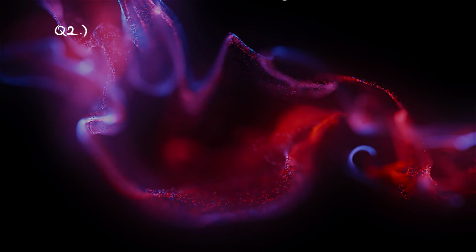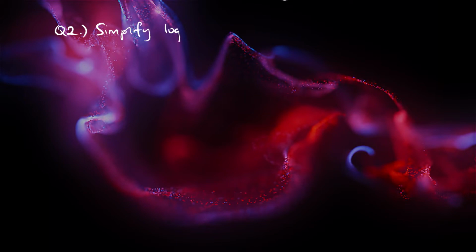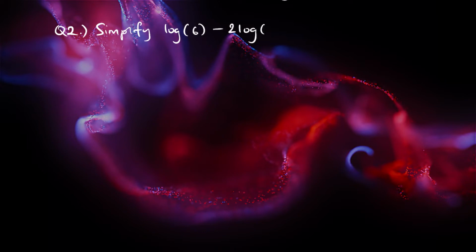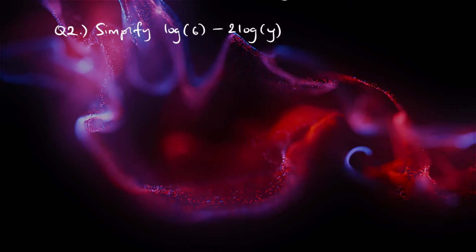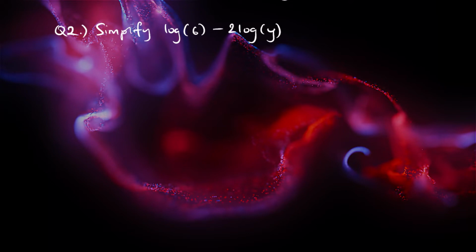All right, question 2. Simplify log 6 minus 2 log y. So how do we do this? And I'll give you a hint if you want to pause the video and try it yourself. We're going to do essentially the reverse of what we've been doing before. All right, so I'm going to go ahead and try and solve this. So we're just simplifying, right?